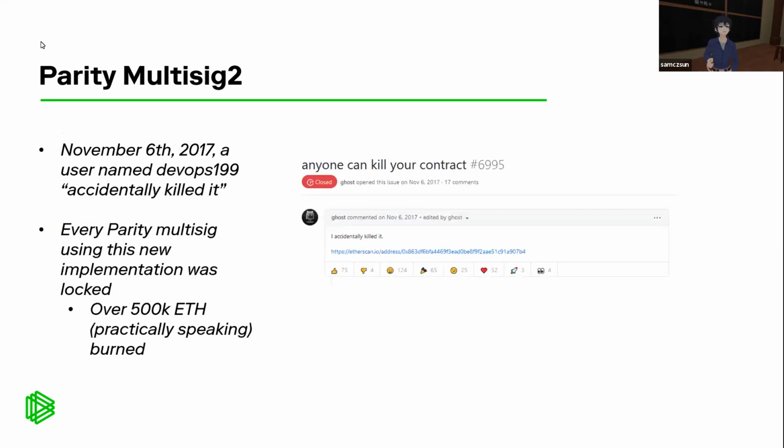Then a couple months later, a user named DevOps199, who has since deleted their GitHub account, so it just shows up as Ghost instead, posted on GitHub that they accidentally killed the contract. And because of this, every single Parity multisig wallet using this new implementation was essentially locked forever, which means that about 500,000 ETH has basically been burned.